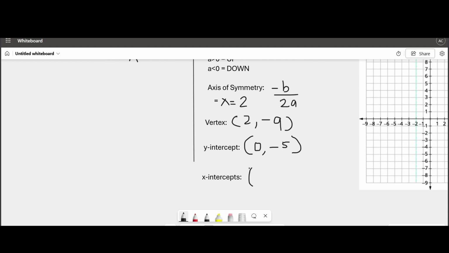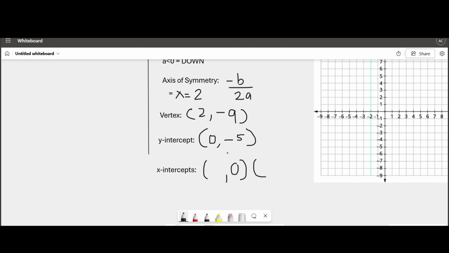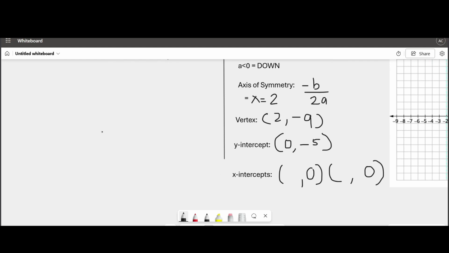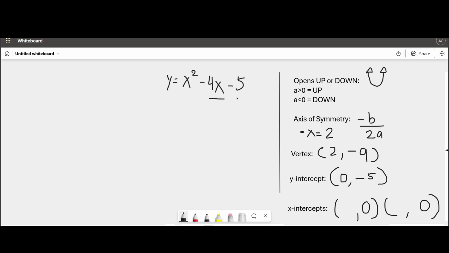And just like the y-intercept, okay, whatever it's not asking for is going to be a 0. So the y is obviously going to be a 0 in both cases. So now we have to factor these two numbers. What multiplies to -5, okay, and adds up to -4?